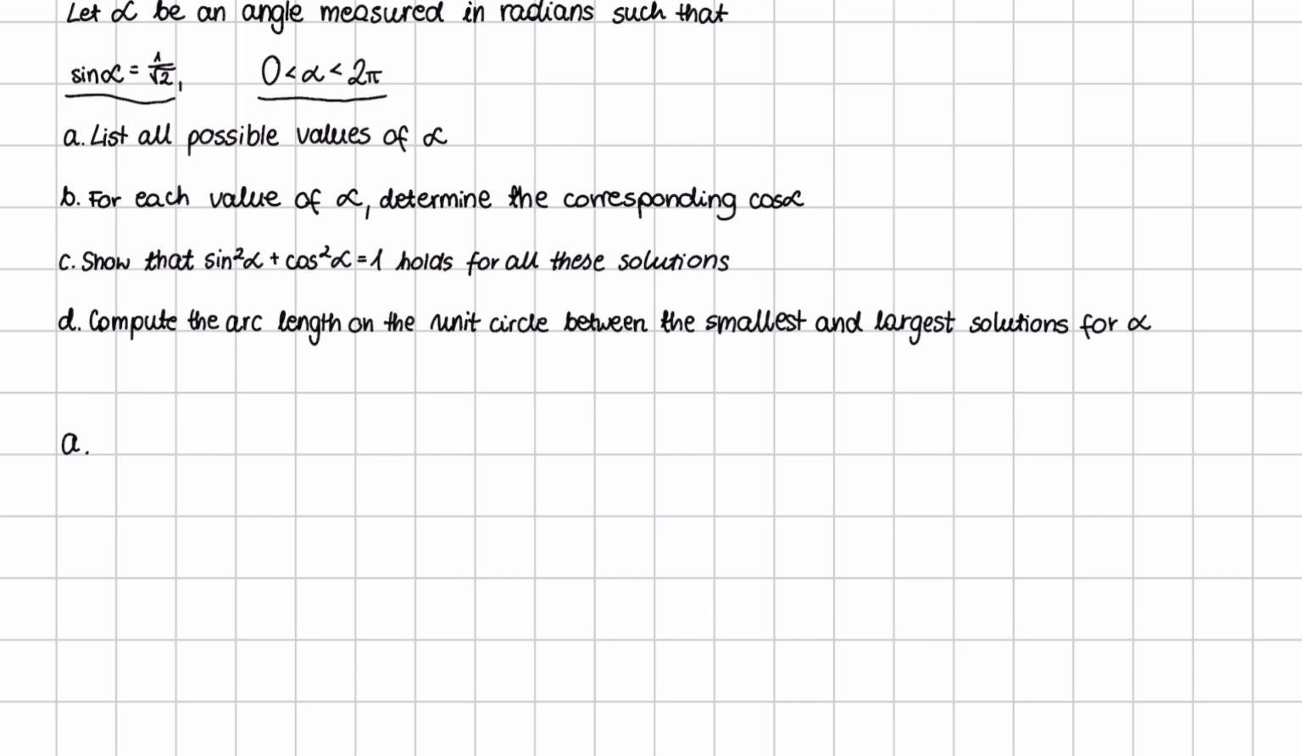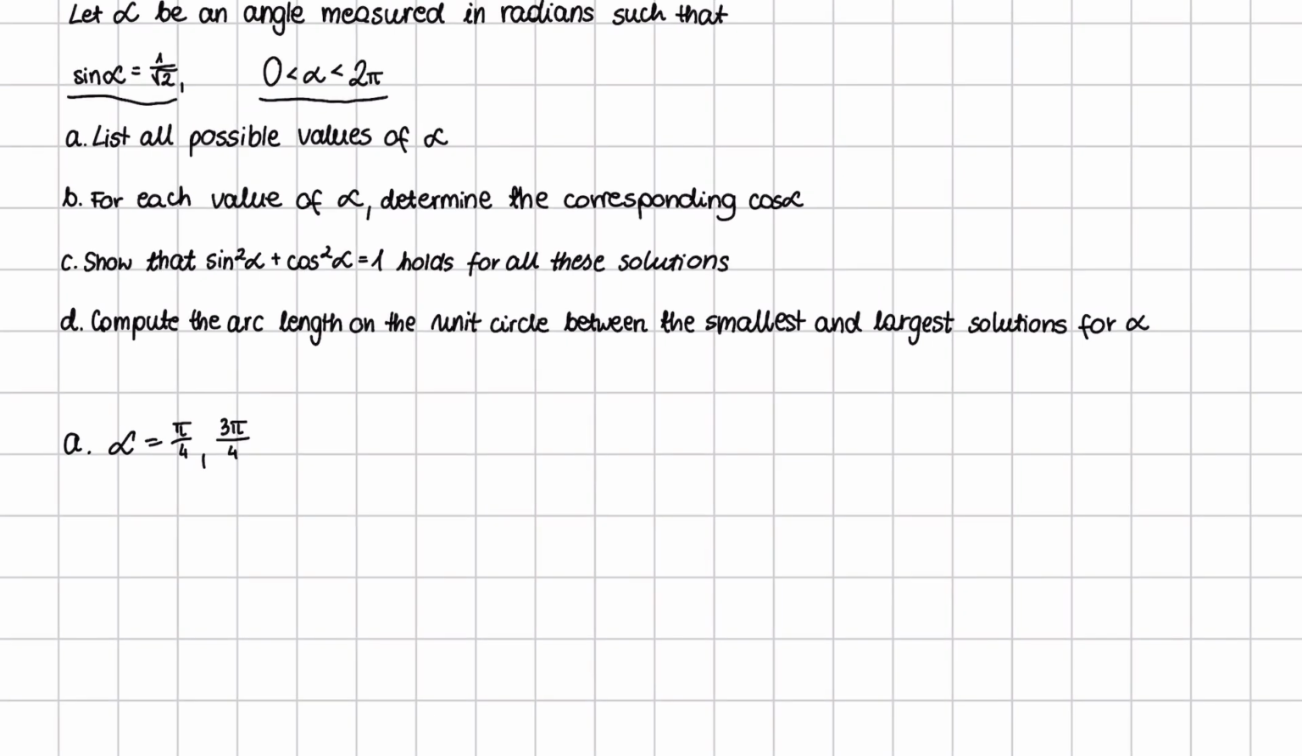and then you can find x value by entering y value 1 over square root of 2, and these values will be pi over 4 and 3 pi over 4. So we have two possible values of alpha. B. For each value of alpha, determine the corresponding cosine alpha.